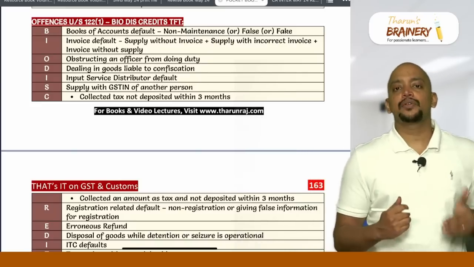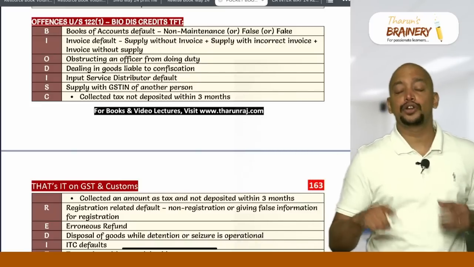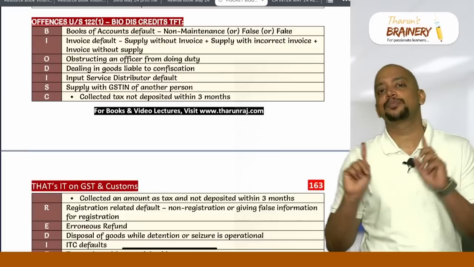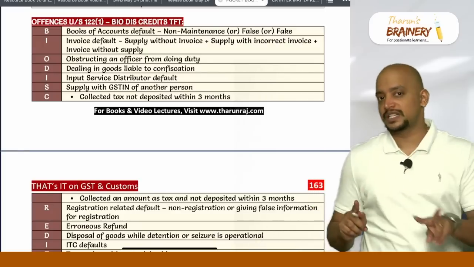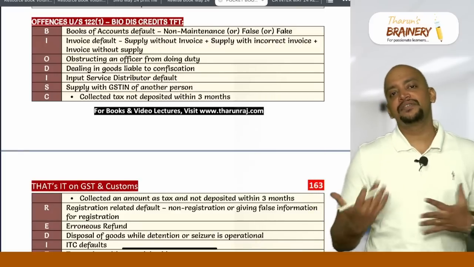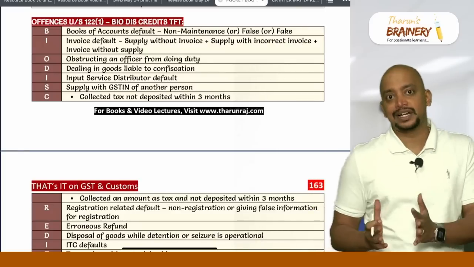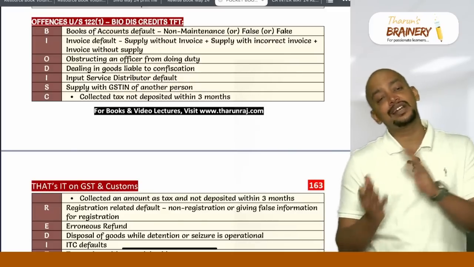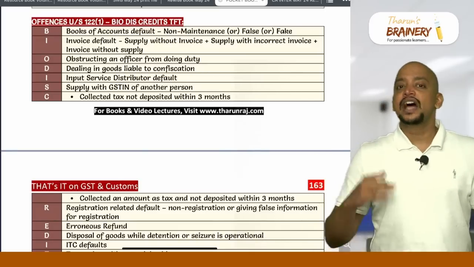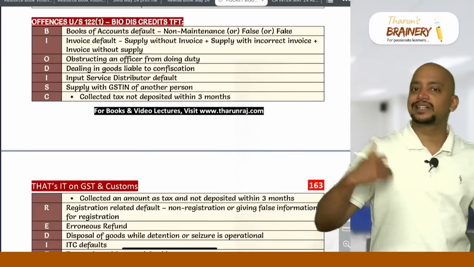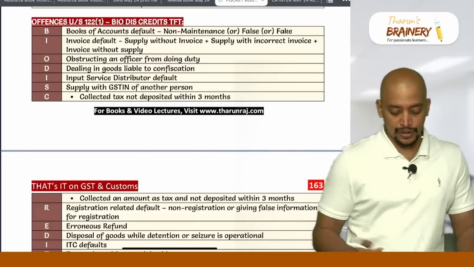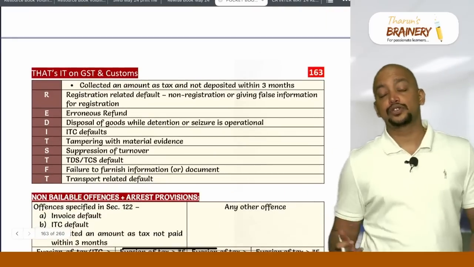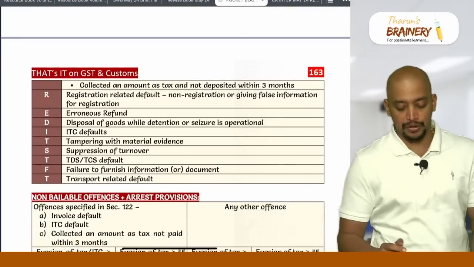In that C, we have collected an amount as tax, or collected tax not paid within 3 months. Remember, there are two aspects here. Collected tax not paid within 3 months: I am supposed to collect tax, I collected the tax and I did not pay within 3 months. The other aspect is collected an amount as tax: I am not supposed to collect the tax, but I have collected it and not paid within 3 months. So, representing it as tax, I collected some amount.